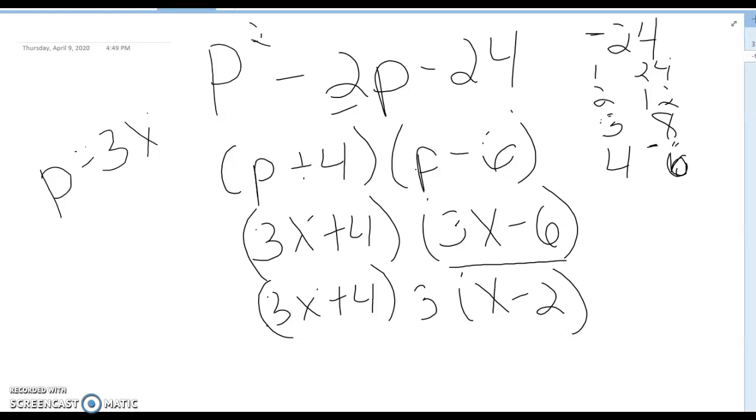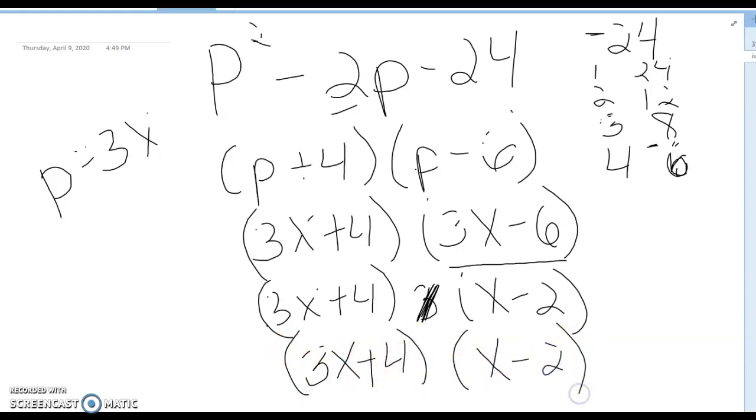The last final step we have to do is in the very beginning, when we multiplied that equation by 3, we now have to divide by 3. And when we divide by 3, this 3 right here goes in the middle. So we would have 3x plus 4 times x minus 2. And that's how you do it, and that would be the factored way.